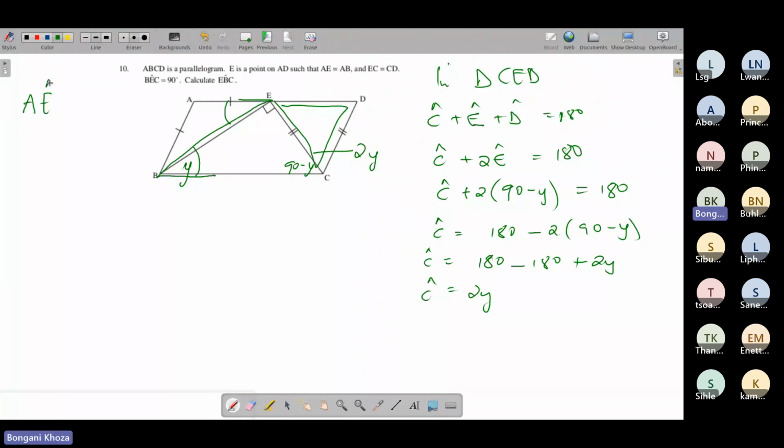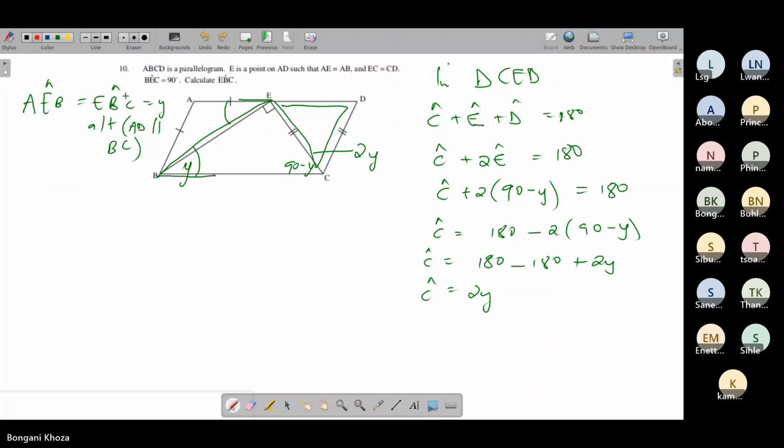Angle AEB equals angle ABC, which are both equal to Y. We said the reason for this is alternating angles, since AD is parallel to BC. So now that means this is also Y. This is now also Y. We also marked that this and that are equal earlier on. So that means this is also Y.